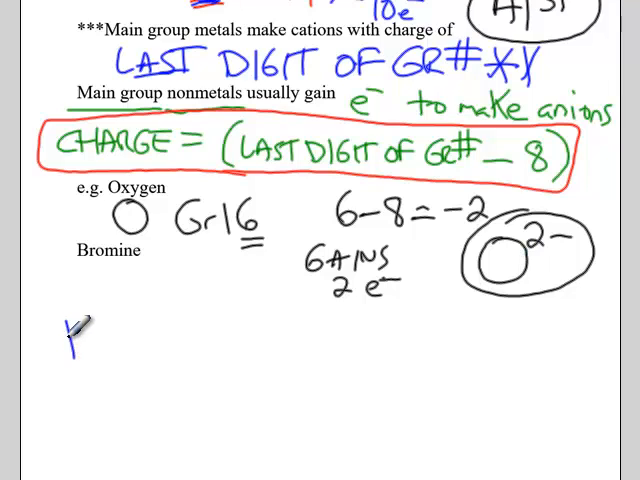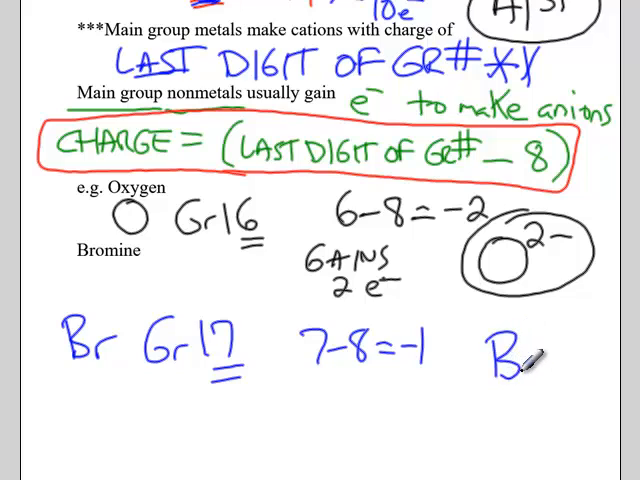Bromine is in the halogen group 17 family. The last digit is 7. Subtract the magic number 8 and we get a -1. So a bromine atom will gain 1 extra electron, so it has a net -1 charge. And just like with the cations, we don't write the number 1, we only write numbers other than 1, and then we write the negative sign.